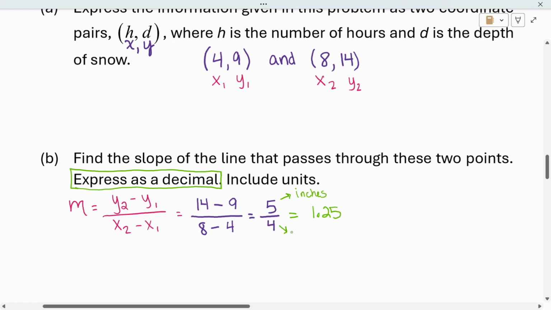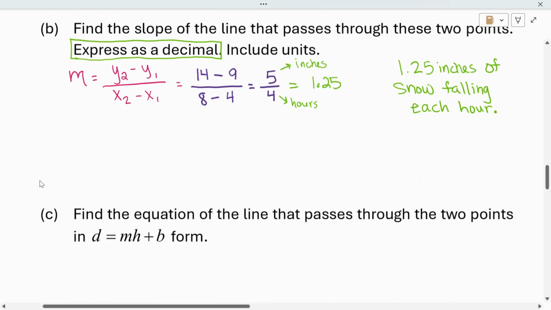And the x coordinate represents my time in hours. So this means that I have 1.25 inches of snow falling each hour. So 1.25 inches of snow per hour. Okay.